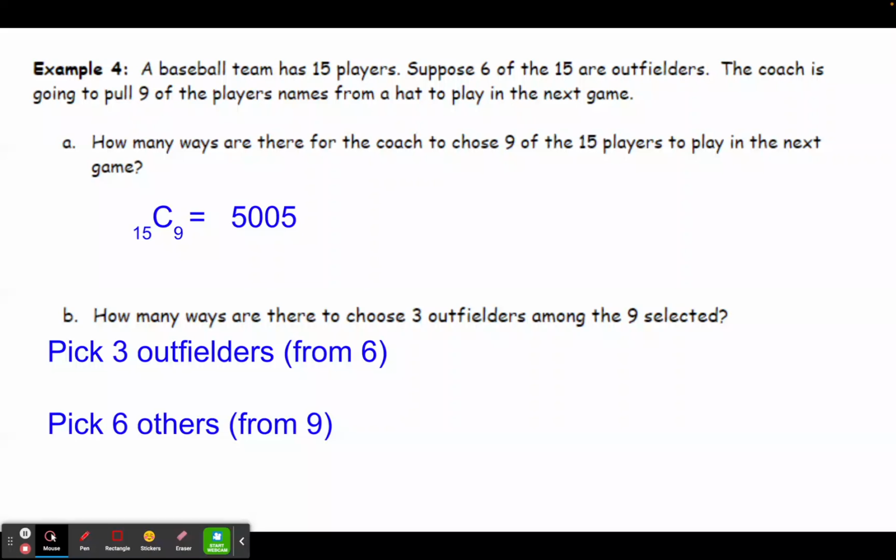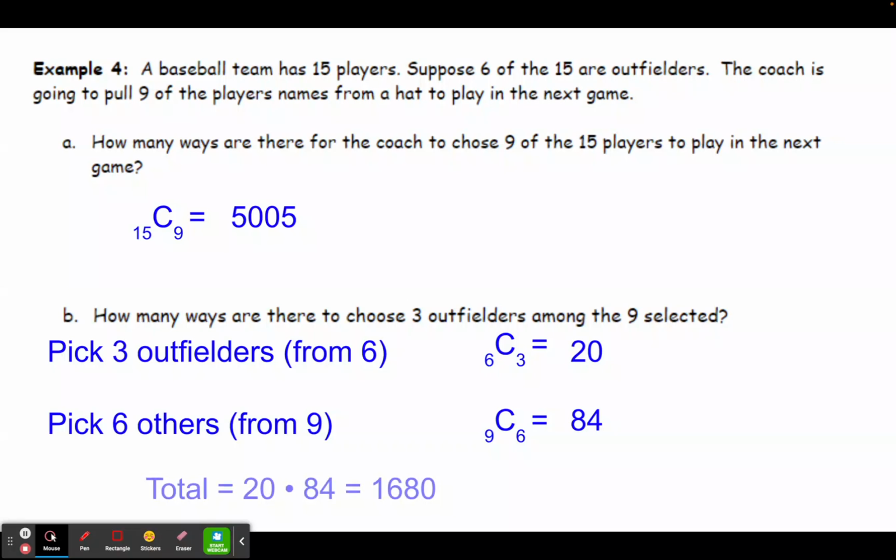So he's going to pick 3 outfielders from 6 available and then pick 6 from the other players on the team that are not outfielders. So 6 combination 3, 9 combination 6. And then even though it doesn't say it in the problem, it's implied that he's going to do both of those. So pick 3 outfielders and 6 others. So we would multiply to get the total answer.